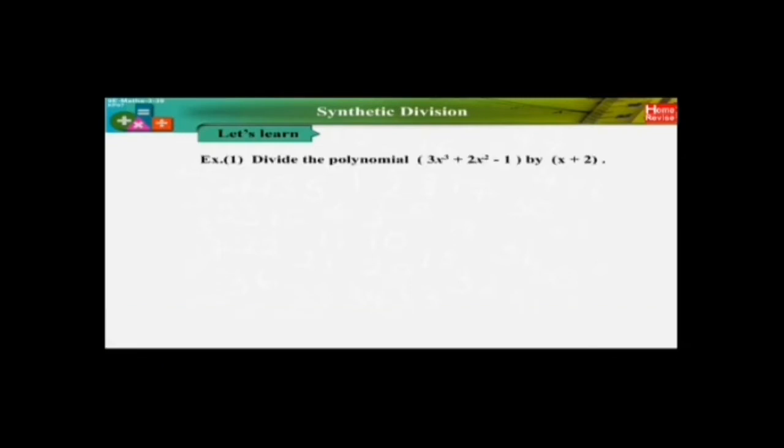Synthetic division. We know how to divide one polynomial by another. Now we will learn an easy method for division of a polynomial when the divisor is of the form x plus a and x minus a. Example: divide the polynomial 3x cubed plus 2x square minus 1 by x plus 2.